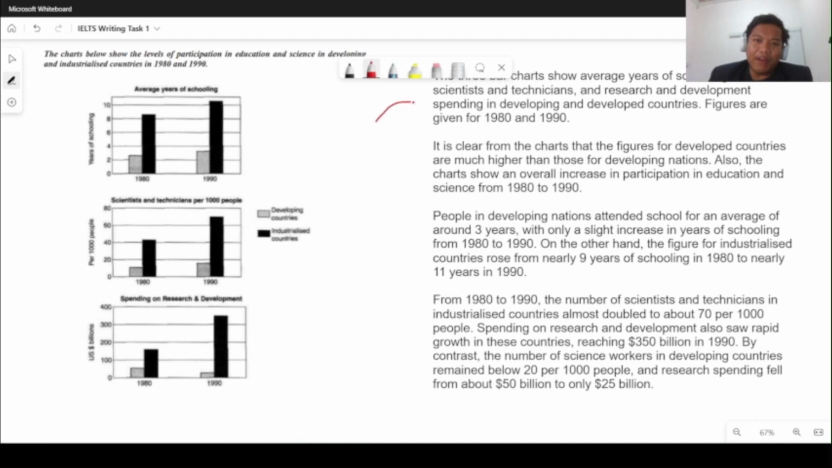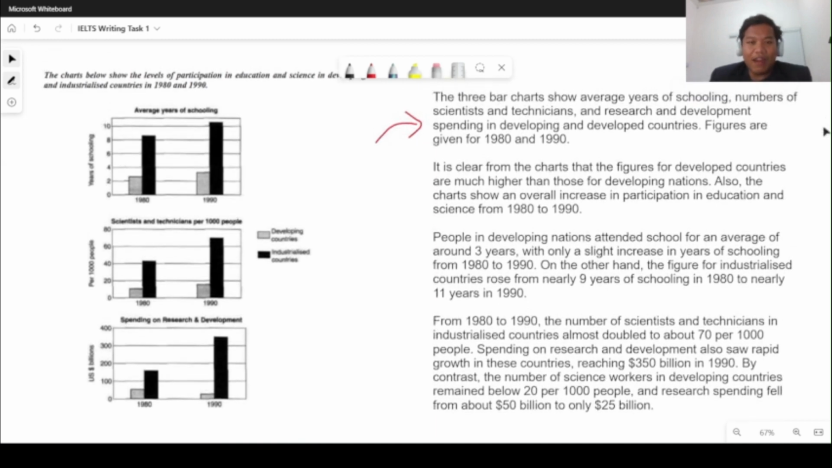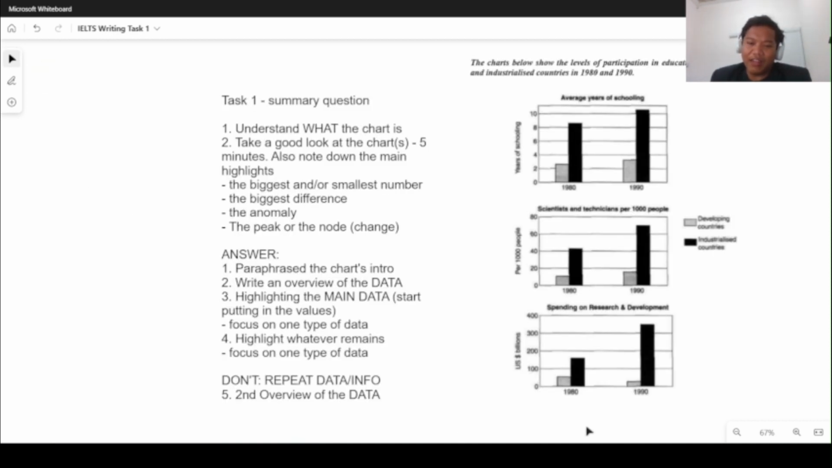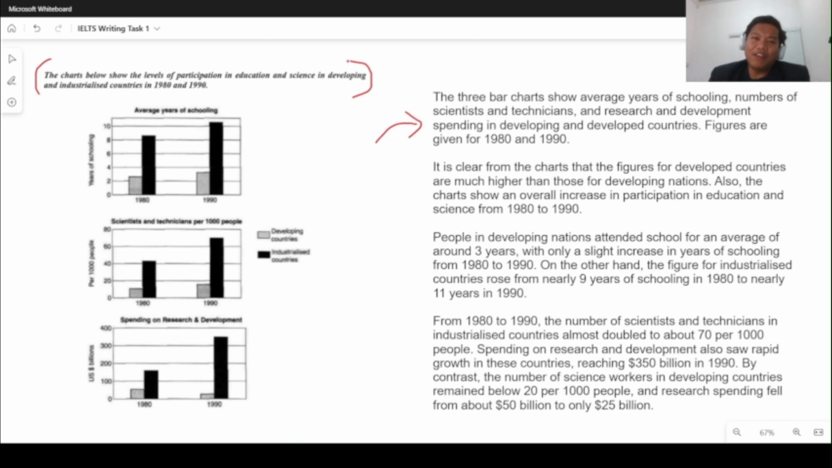So we have the first paragraph. Just to remind everybody that the first paragraph is usually only a paraphrase of the introduction of the chart. So you will always have some sort of introduction to the chart like this. Let's take a look at the answer right now. The main point is that your first paragraph should contain the exact same information but paraphrased. That means you cannot use the same words, nor the same exact structure, without changing at least 70% of the vocabulary.